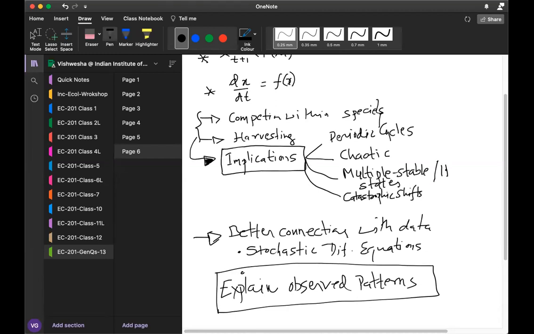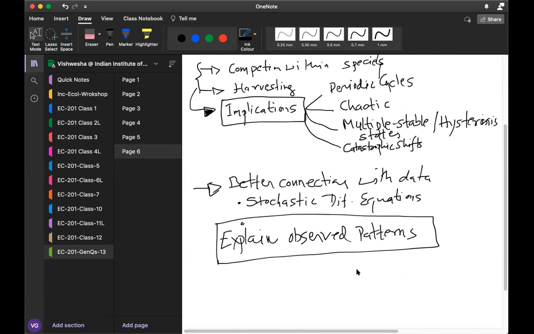hysteresis. Was it also covered there? The concept of hysteresis? Yes, I think it was also briefly explained. Okay, so you can explain hysteresis using very simple mathematical models. That's another usefulness of these approaches. You explain the observed patterns.